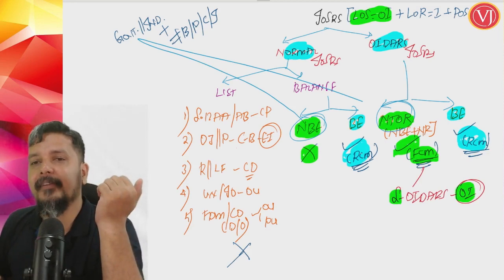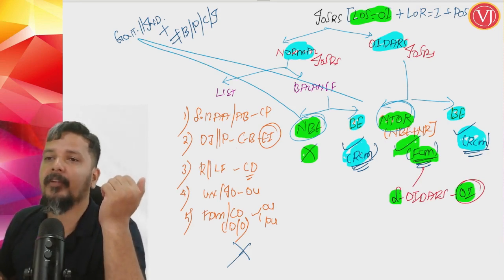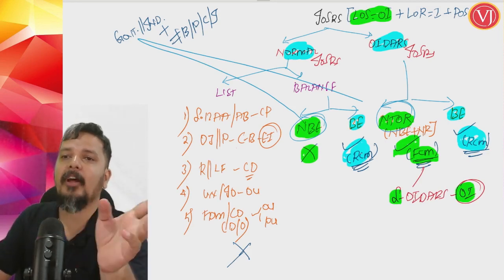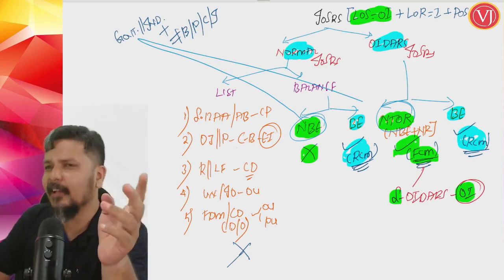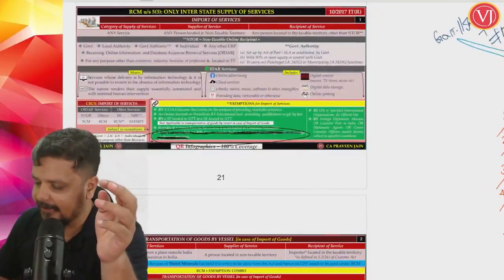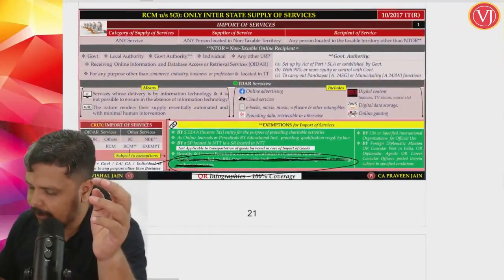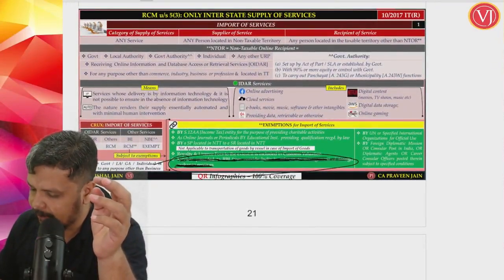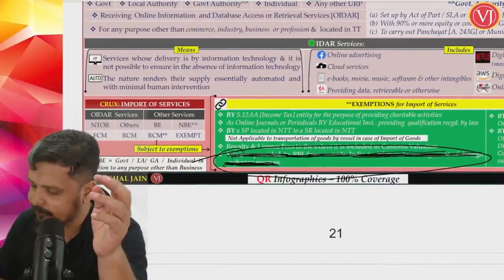So that is everything about your importation of services. Make your life simple. Split it: normal, OIDRS. Is there any third category of importation of services? Yes, there is a third category. Even in your text, you can remove that particular third category.